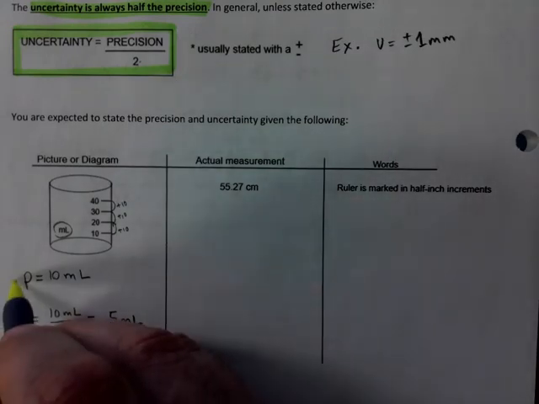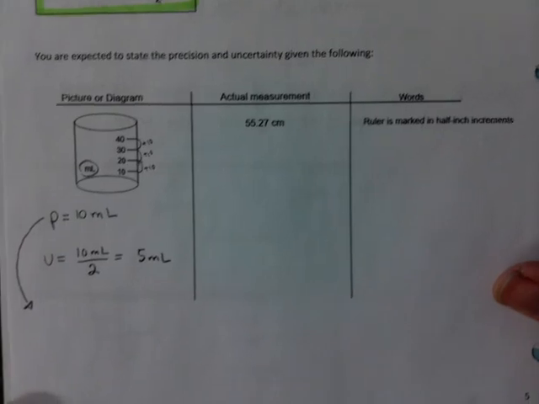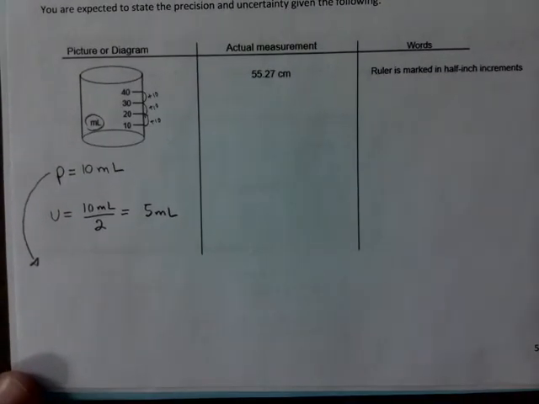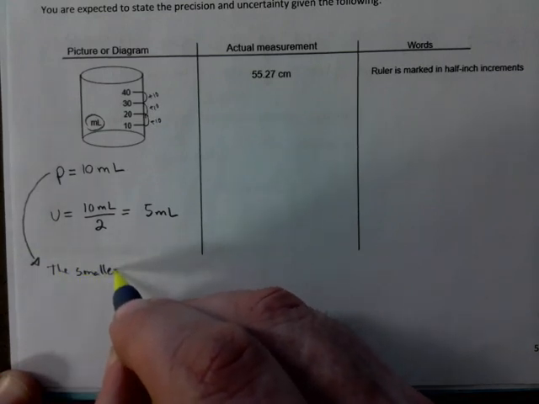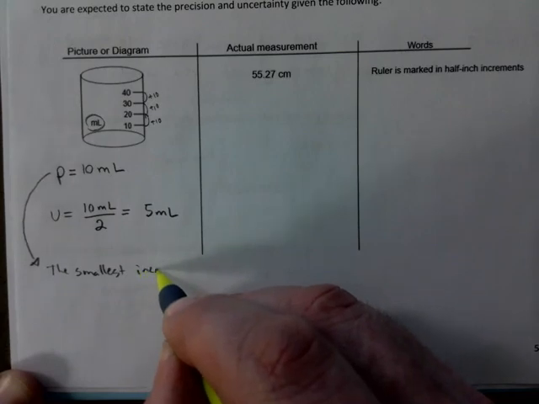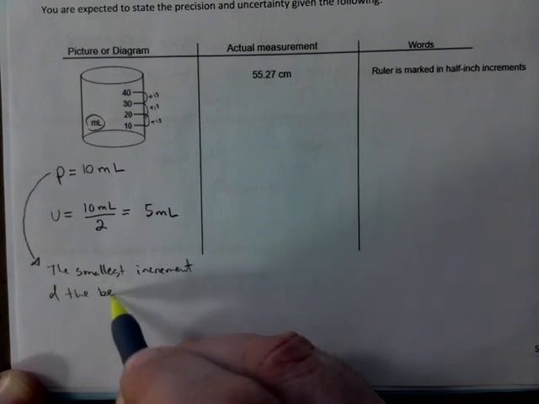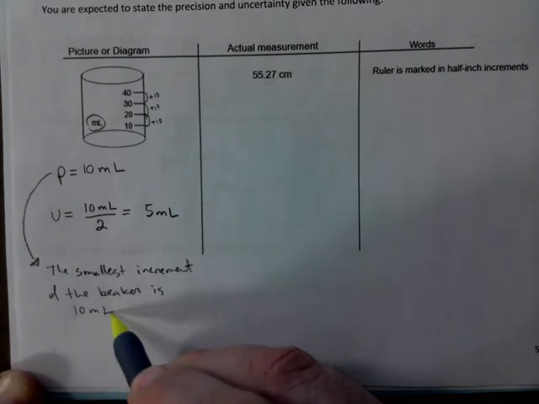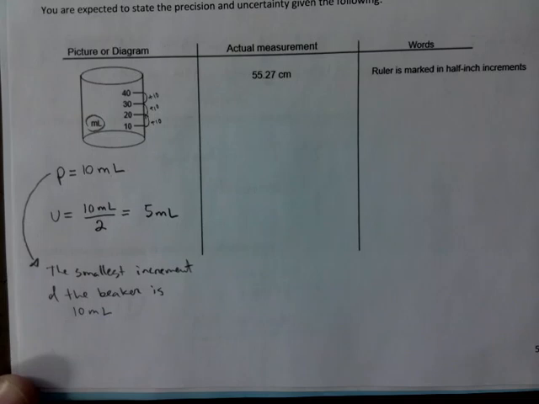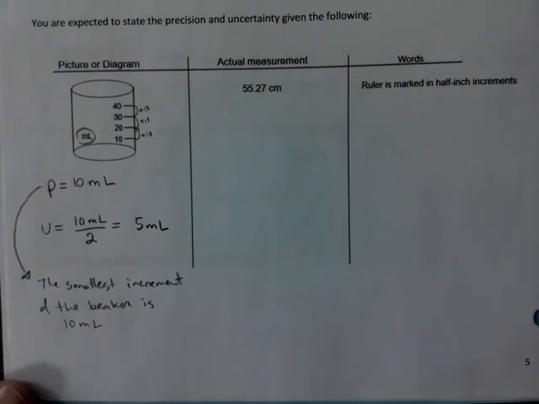And I'll make a note here. Let's go an arrow here. I need you to understand what just happened. I need you to understand what the 10 represents. The smallest increment of the beaker is 10 milliliters. Okay, that's what you're saying there.